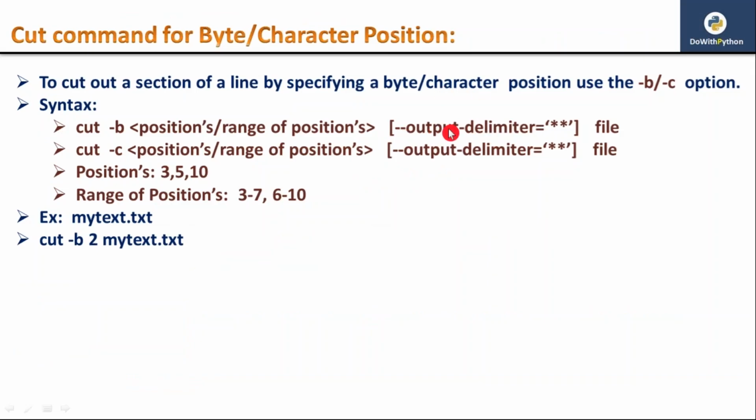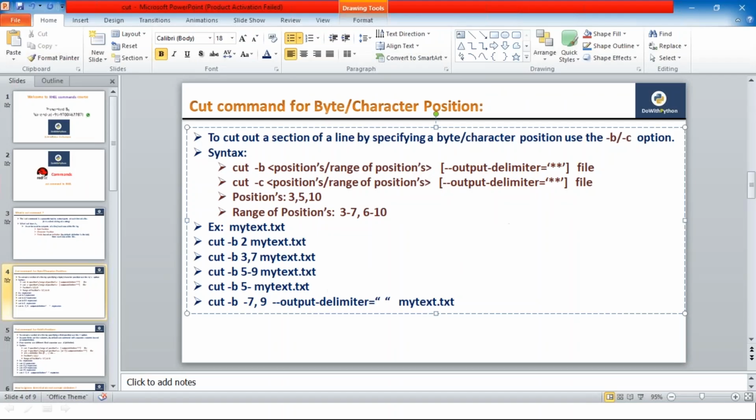Optional value: output delimiter equals to. You will use this whenever you are having multiple ranges. So instead of 3 5 10, right, or 3 to 7 or 6 to 10, whenever there are sets, first set, second set, or first set, second set, third set, in order to separate these 3 sets on the output side, you have to use this option. How you can use that? Observe this.